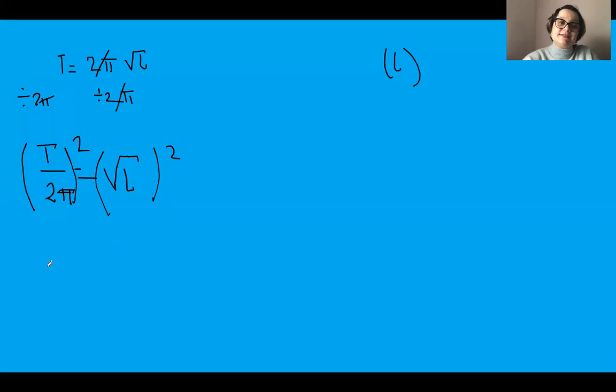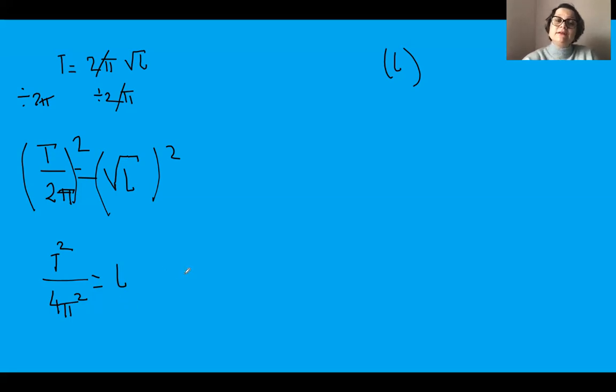And so in this case, I'm going to have T to the power of 2 over 4 pi to the power of 2, equals, now I get the L out of the bracket, equals L. So the square of the square root is the L by itself. So this is the answer. So I see I have L by itself on one side of the equation. It appears on the right-hand side.